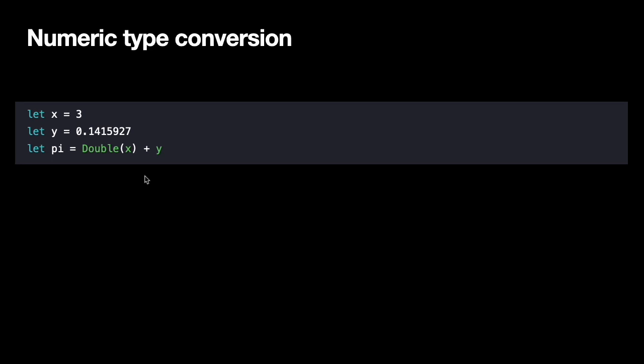Here's how we would do that. Here x is of type Int. We're using the initializer for the Double type to create a new Double out of the integer x. And then we're adding it to y, which is also a Double. The compiler will then infer that pi is of type Double and complete the addition for us.